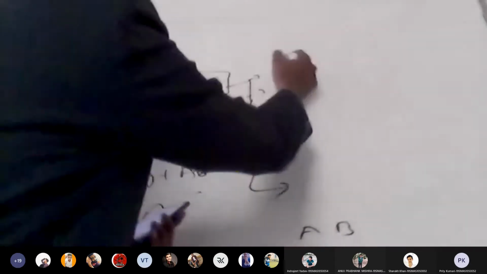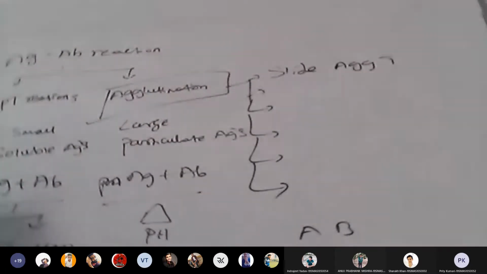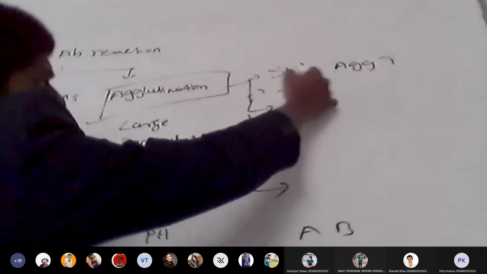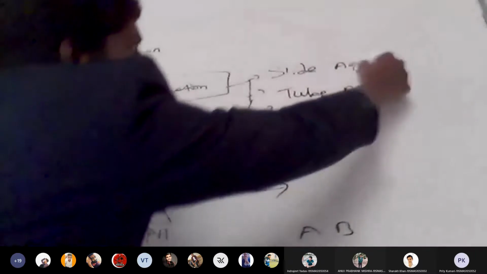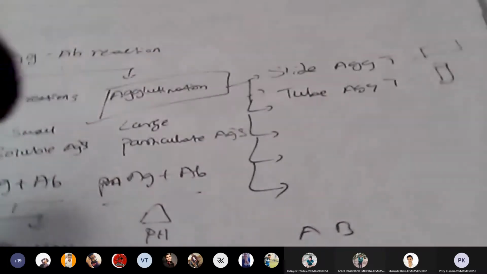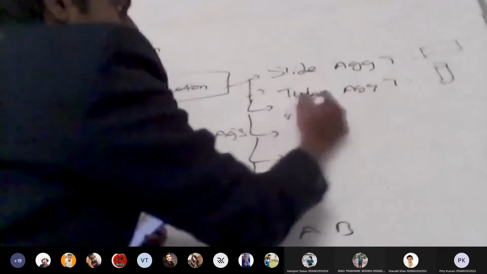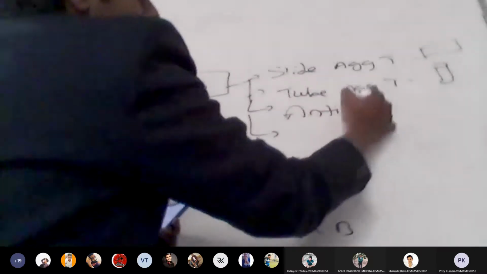First, slide agglutination test. Second, tube agglutination test. Slide means here we will use slide. In the tube we will use tube. Then third one, anti-globulin test. Very, very important. Write down properly.